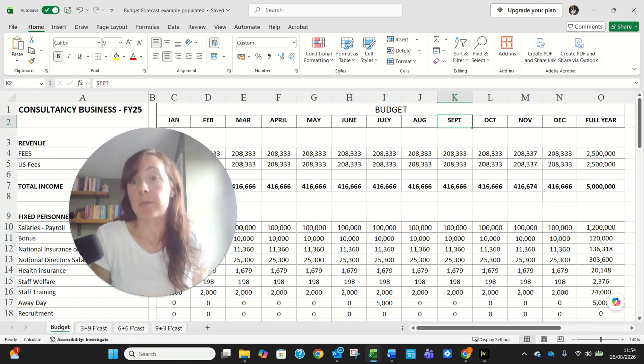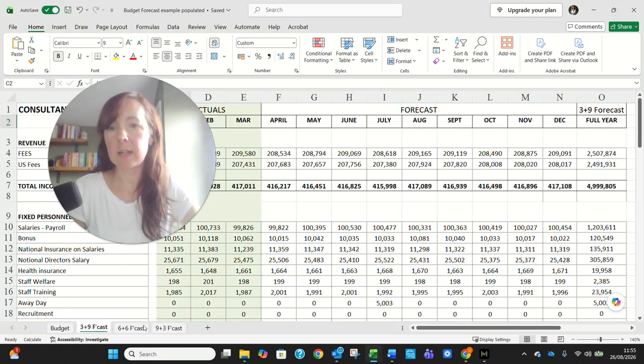Now, how often should you do this forecast? There isn't really a right or wrong answer here. I would say it very much depends on where you are in your business journey and how mature your financial processes are. However, I would say a good habit to be in would be to reforecast every quarter. And I'm going to show you now what that would look like.